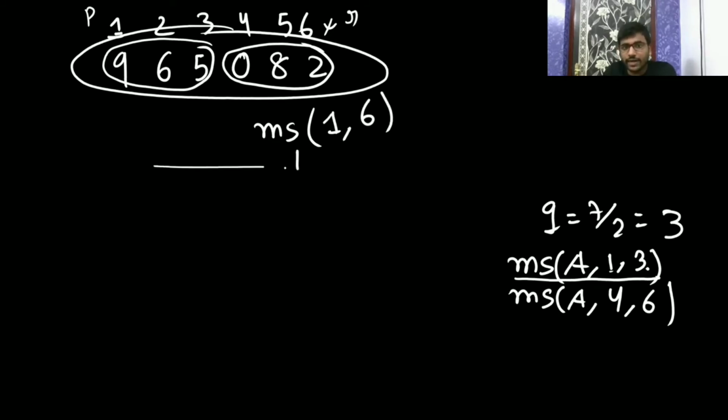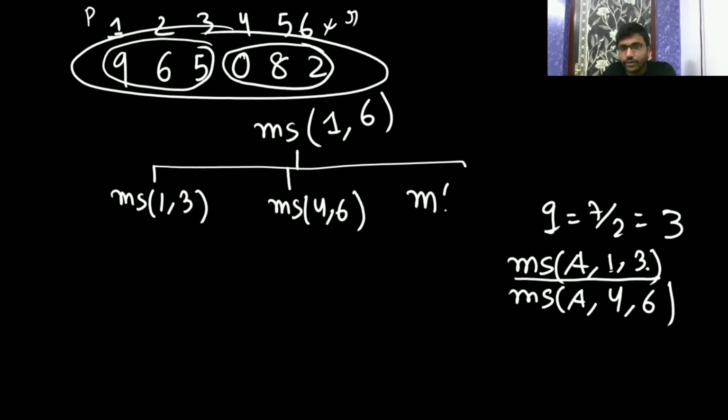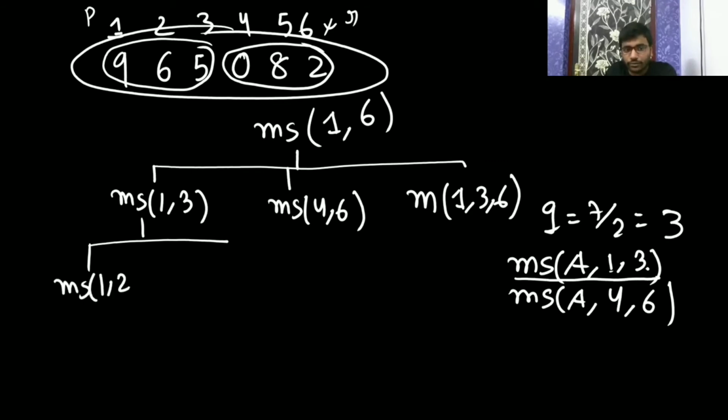The condition is satisfied, P is smaller, so merge sort is called on 1 to 3, then merge sort on 4 to 6, and after that the merge function is called on the array with start index 1, mid 3, and end 6. Now again merge sort is going to call. It checks P is smaller than Q, yes. Now P plus Q is 4, by 2 is 2. So merge sort is going to be called from 1 to 2.